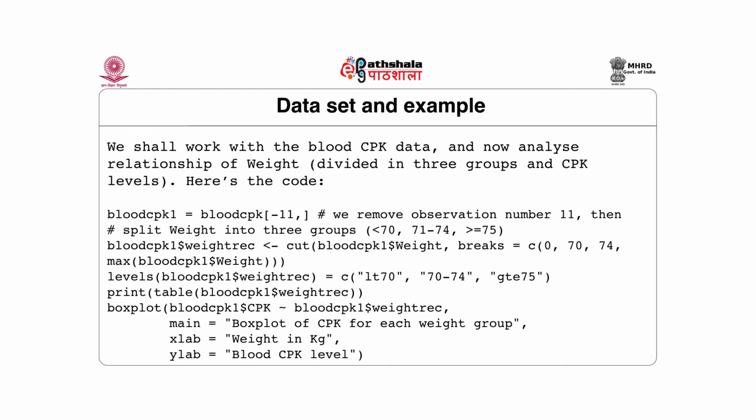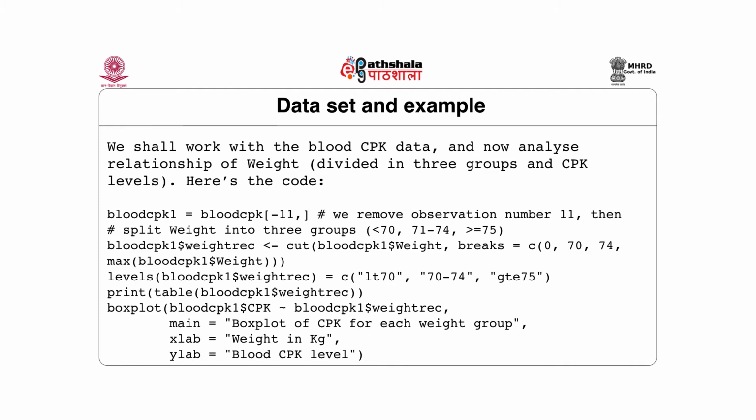This time, we have removed observation 11 because it was influential. So we have also converted weight into a categorical variable. So weight is now less than 70, 71 to 74, and more than 74 kilograms. And so what we've done is, here I'm going to show you some other things that we may not have really covered so much in this series of lectures.